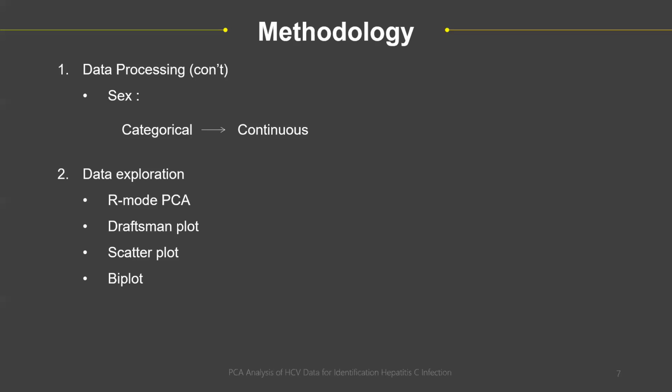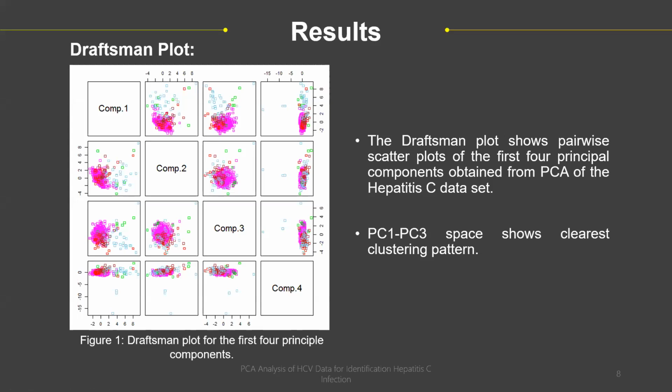And for data exploration, because this data set contains more observations than variables, we performed PCA and plotted a Draftsman plot, scatter plot, and biplot to determine influential factors. This figure shows the Draftsman plot, the pairwise scatter plot for the first 4 principal components obtained from the PCA of the hepatitis C data set. Overall, PC1 versus PC3 shows the clearest clustering pattern, and the rest are all quite overlapping.